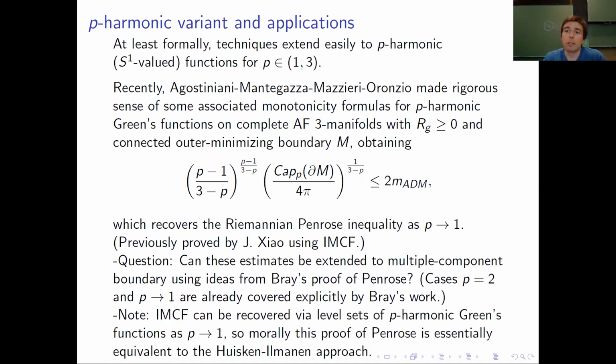And finally, I'll just mention it's work of Roger Moser from the early 2000s, that in fact you can produce solutions of the inverse mean curvature flow precisely by looking at p-harmonic functions, taking suitable reparameterizations of the level sets, and taking the limit as p goes down to 1. So morally, this proof is sort of equivalent to the Huisken and Ilmanen inverse mean curvature flow approach to Penrose, but it's situating their monotonicity formula in sort of a larger family of monotonicity formulas for these p-harmonic functions.